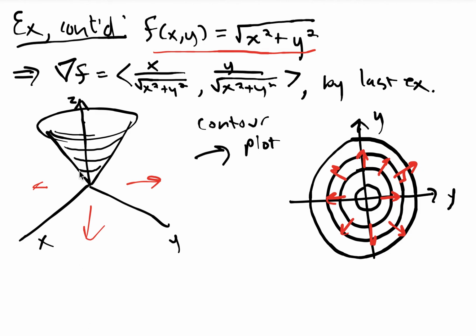If you're trying to climb your way out of this cone, what do you want to do? You want to head away from the origin. That's going to be your fastest way out of this thing. That is your direction of steepest increase.